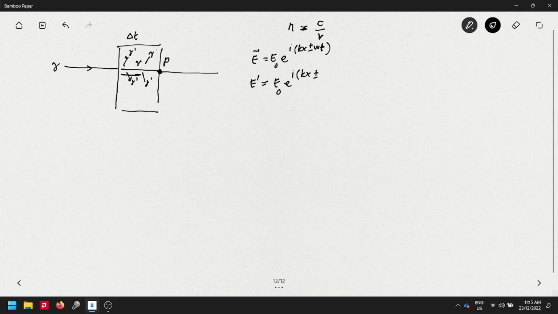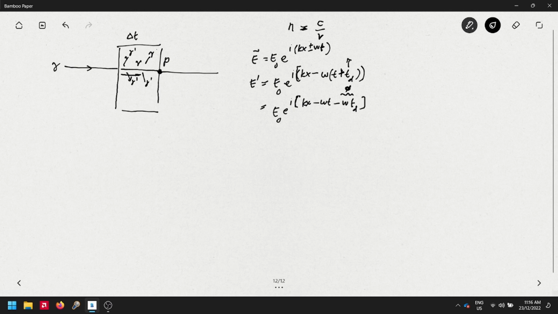kx plus or minus omega, because it is moving forward. I'm just going to use minus here. So this is my square bracket: t plus t delay. And then finally, I'll have E naught e to the i (kx minus omega t minus omega td). So this is the phase difference.